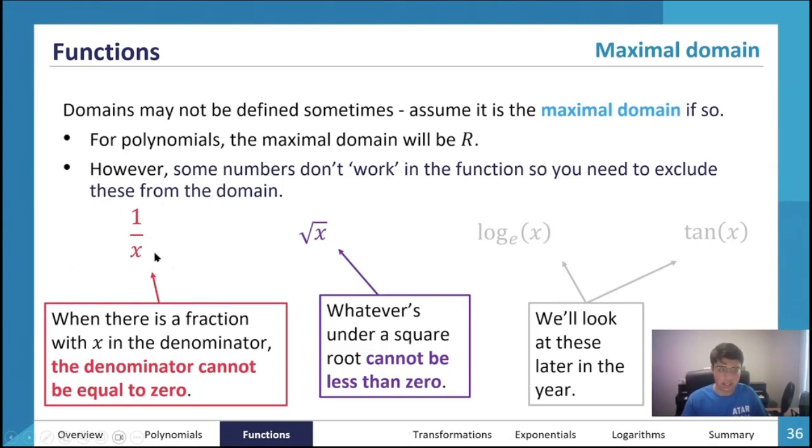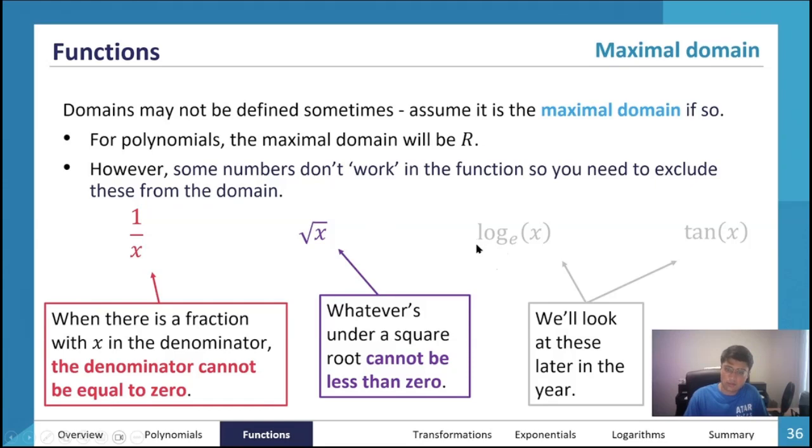We wouldn't get a valid output. So the domain of this function is going to be all real values except for 0. A little bit different with the square root function: whatever's under the square root can't be less than 0. So that means that the domain of this function is 0 to infinity. We can put any value in for x going from 0 to infinity, just not a negative number.